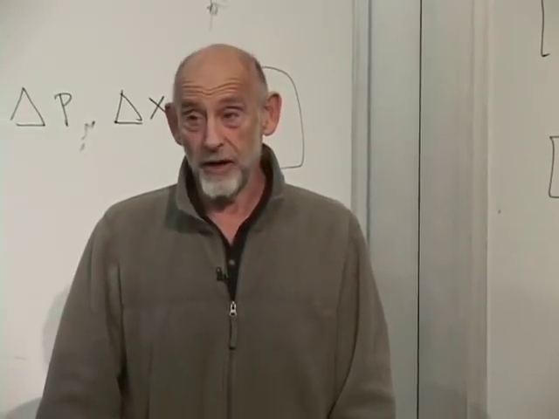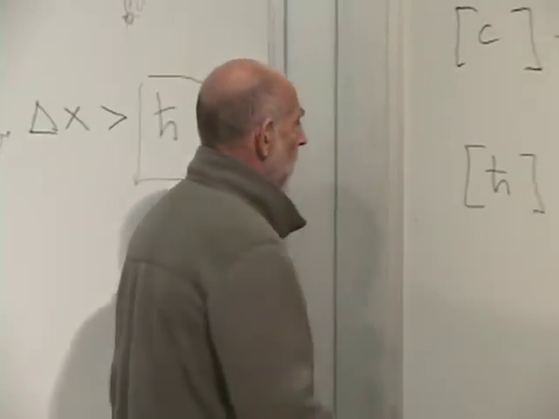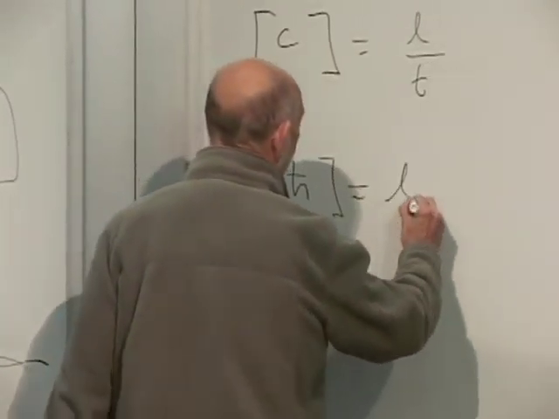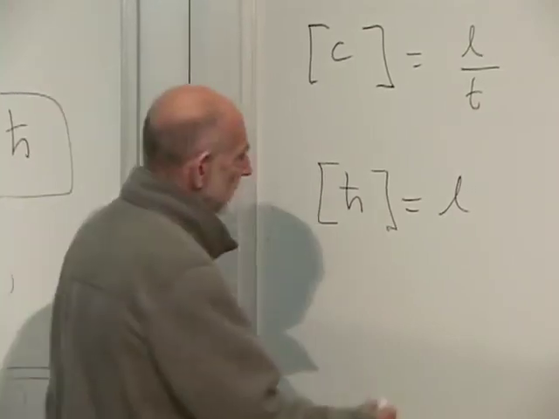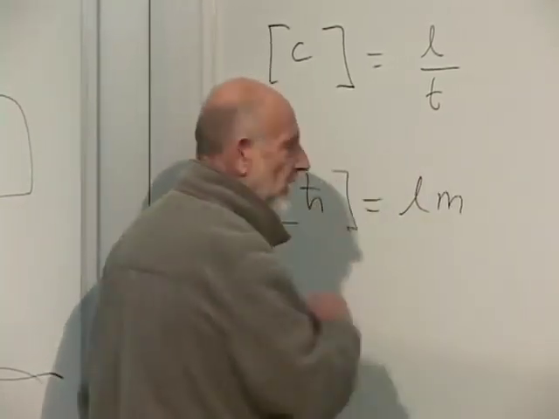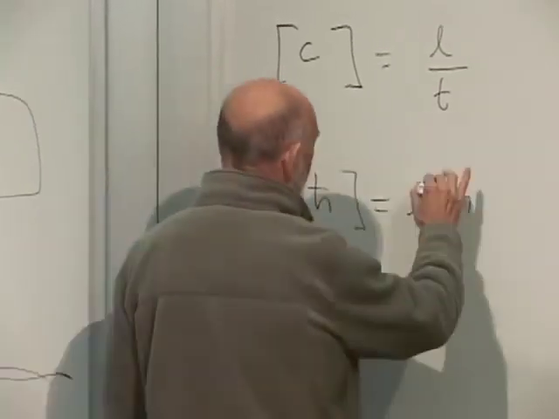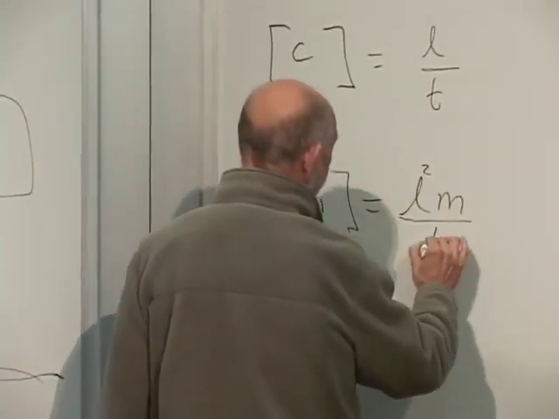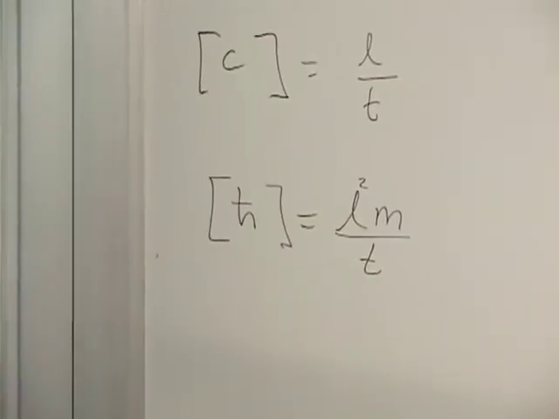Momentum times distance, right? Delta x, delta p. Delta x is a length, and a momentum is a mass times a velocity. And a velocity is a length over time. So that's length squared over time. Length squared mass over time, that's Planck's constant.